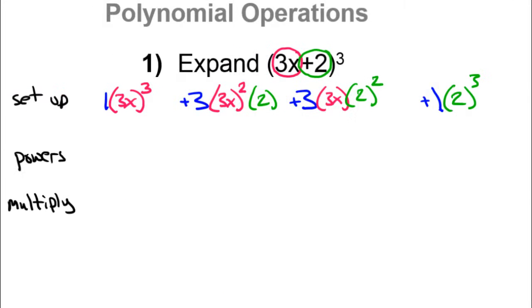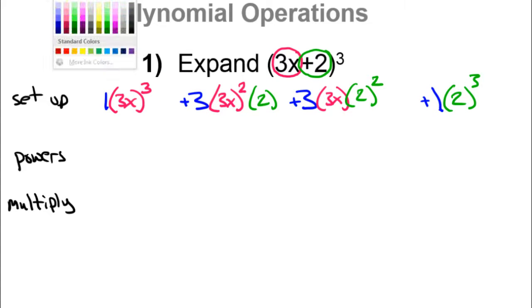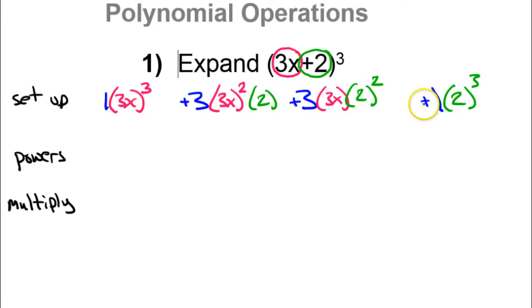So it's time to do the powers. So everything that has an exponent on it, I'm going to do something to it. Now, for starters, the coefficients don't have any powers. So I'm just going to bring them down unchanged. So I've got 1, I've got 3, the 3, and the 1. Those aren't changing. They have no powers.